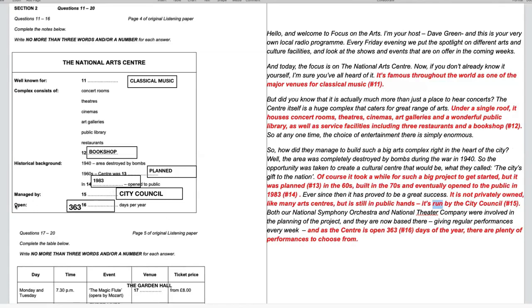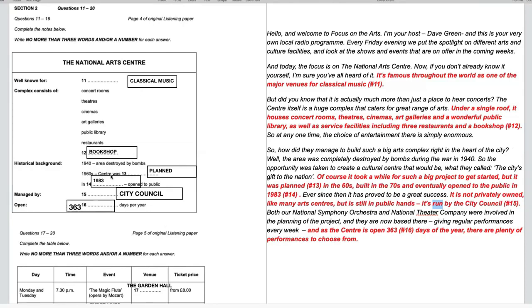And lastly, it said that it is open. The keyword open was used: 363 days of the year. So here we see 363. We knew it was a number. We also knew that this date here was going to be a number because of the preposition in. So excellent job if you were able to follow along.